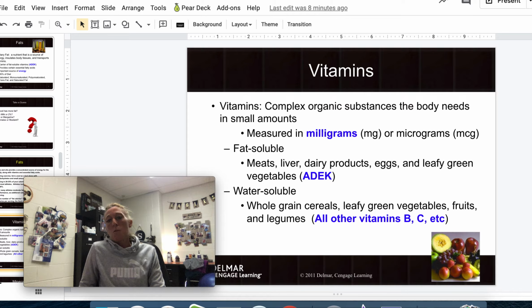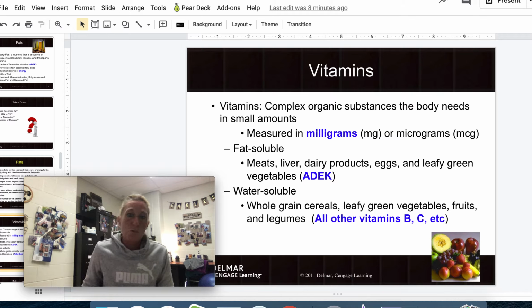You can't consume 1,000% of your daily needs of vitamin C one day and then not get sick because your body can use it for the future weeks. You need to consume 100% of your daily needs of vitamin C every day because it's water-soluble. If we have extra, we just pee it out.